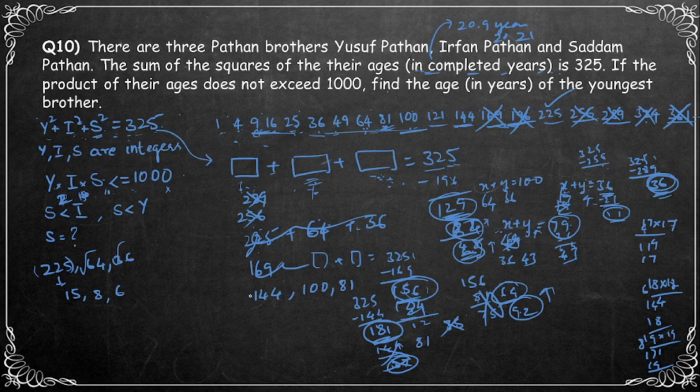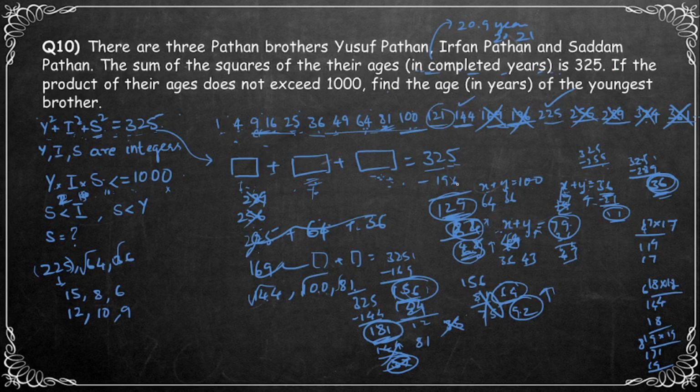So that is the correct combination, right? If I take square roots, we need to get the values, since these are y square, i square and s square. So this is 12, 10 and 9. That is another possibility. So 144 is done.